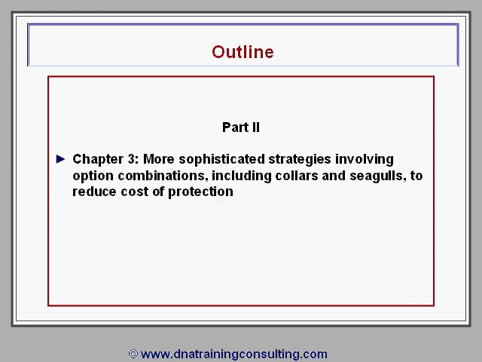In Part 2, Chapter 3 examines more sophisticated strategies centering around the use of option combinations, including collars and seagulls, to reduce the cost of protection by assuming risks the user is comfortable assuming.